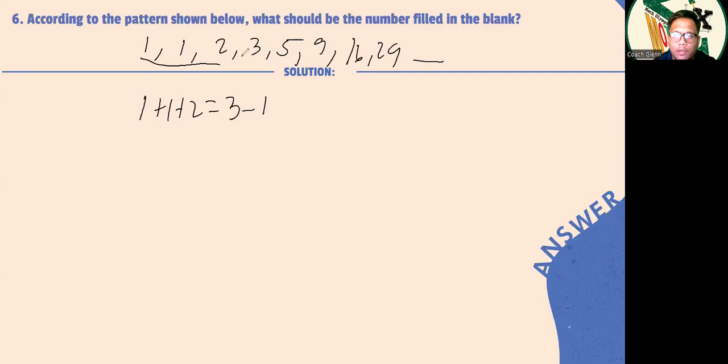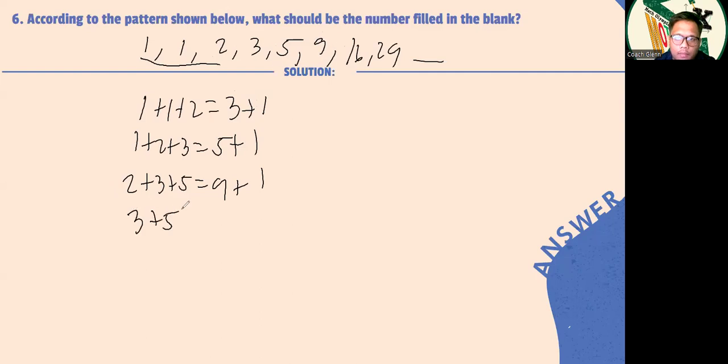Okay. So let's do that to the next one. 1 plus 2 plus 3 is equal to 5 minus 1. Plus, rather, plus. So 5 plus 1, which is 6. Okay, that's correct. So to the next one, 2 plus 3 plus 5, is it equal to 9 plus 1? Yep, that's also valid. To the next one, 3 plus 5 plus 9, is it equal to 16 plus 1? Yep, that's also correct. So we have already proven that this is the correct pattern.